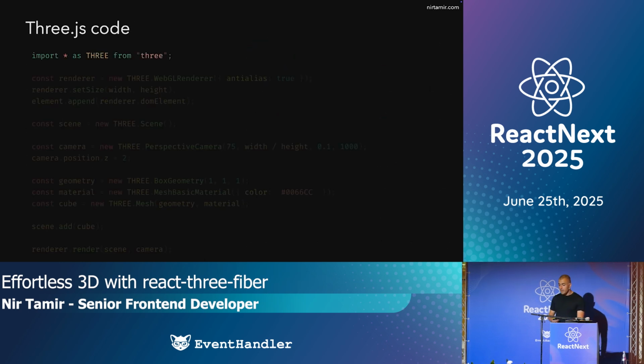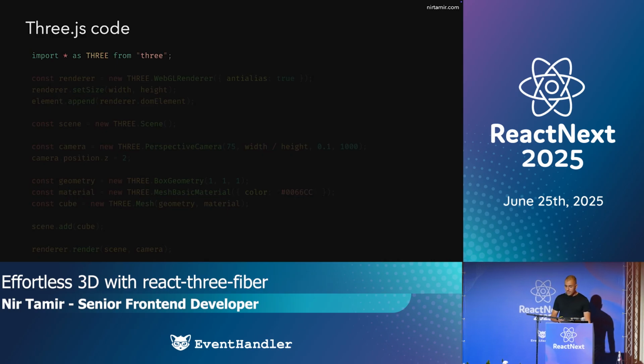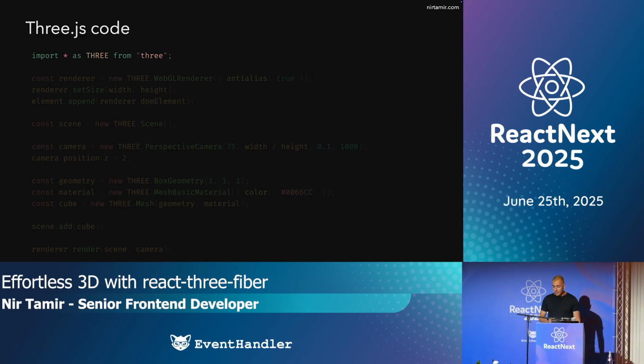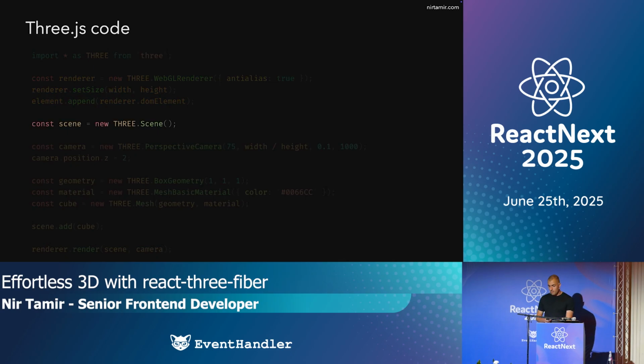Let's see what vanilla Three.js code looks like. First, we import all the stuff from Three.js. Then we create a WebGL renderer. This creates a canvas element and handles all the low-level WebGL rendering. We set its size and append it to the DOM. Then we create a scene.